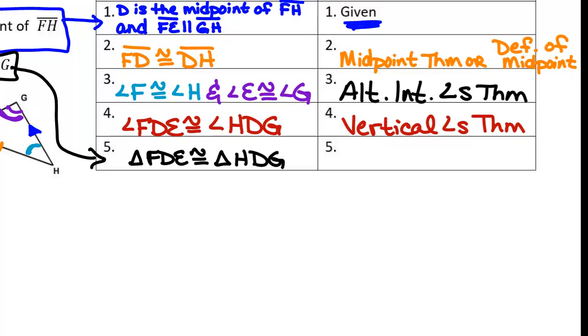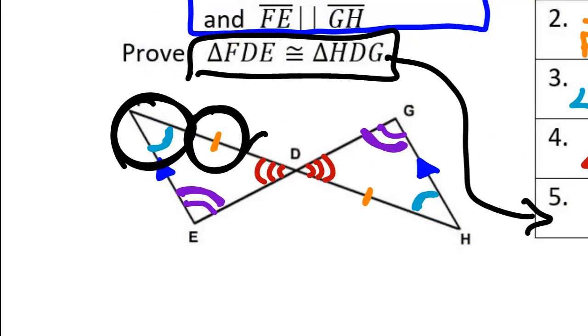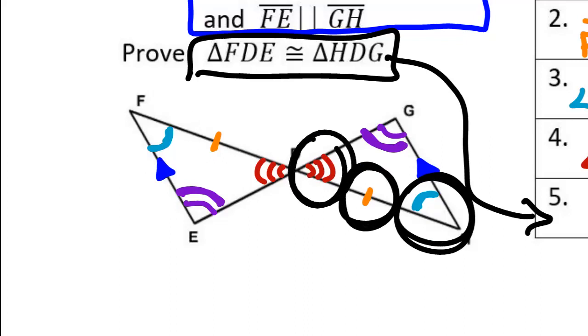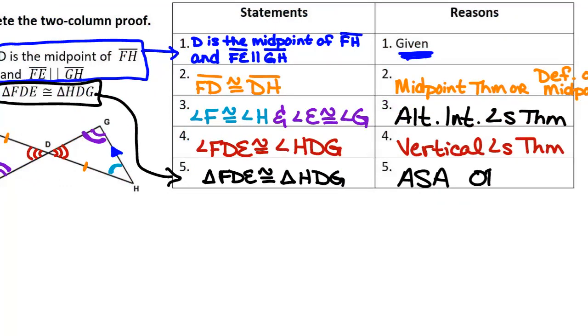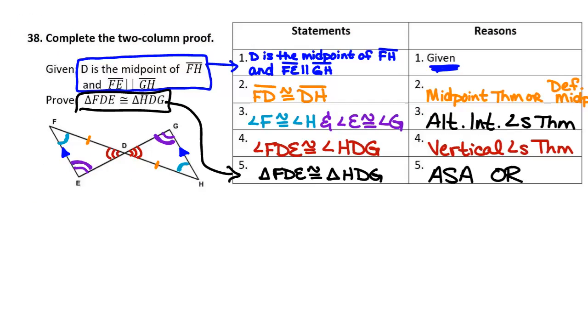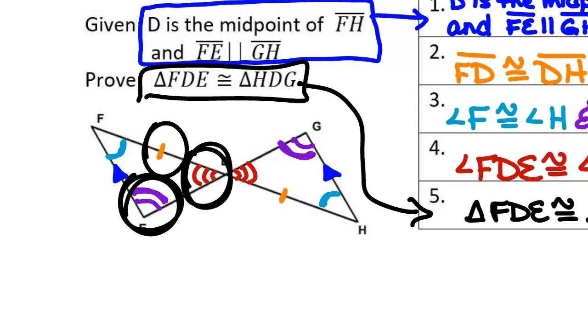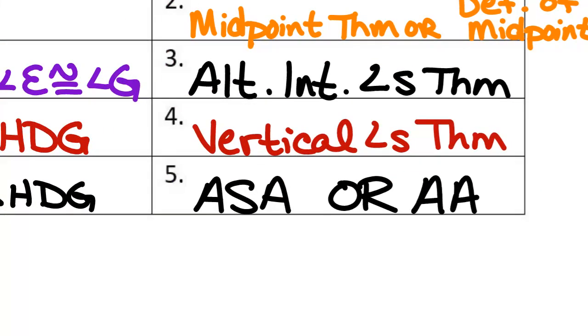There are two different reasons that I could use here. I could use angle, side, angle to say that these two triangles are congruent. Again, I would have angle, side, angle. Or, does anybody see the other one that I could use here? Angle, angle, side. We could use angle, angle, side.